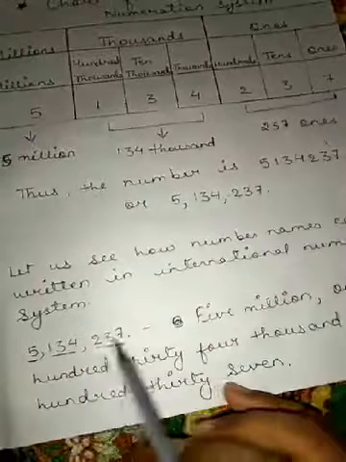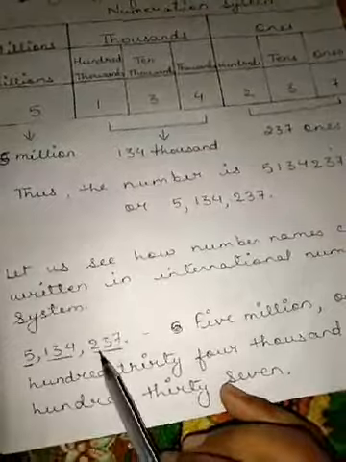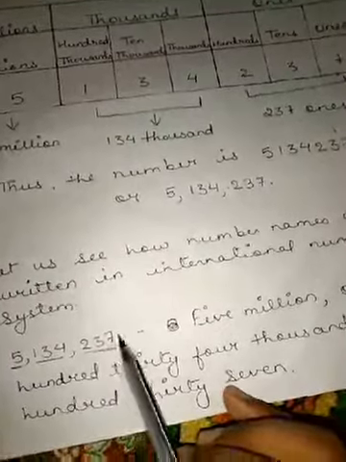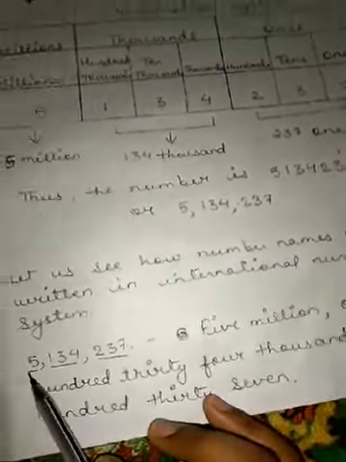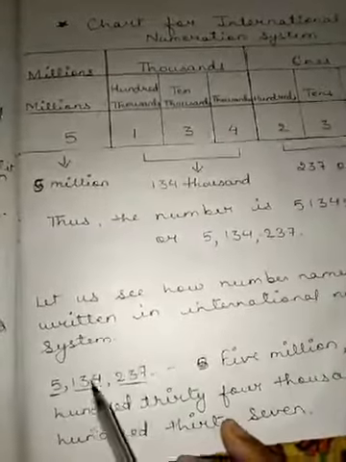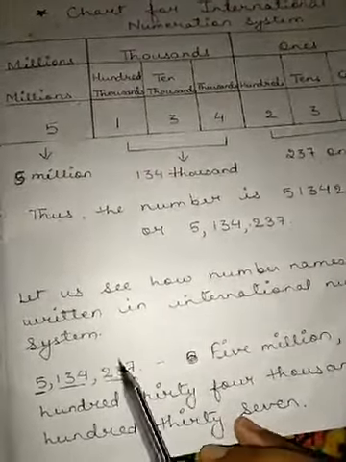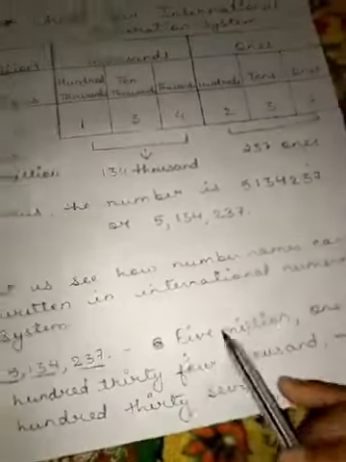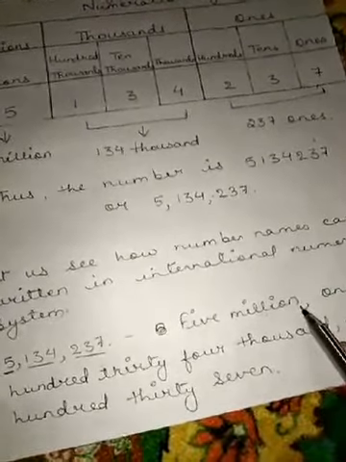Now see what I have done here. I have underlined. Why? Because these are the divisions. After 237, then a comma is here, 134, then a comma is here, and then 5. Because 5 is million, 134 is the period of thousand, and 237 is from the period of ones. So what is 5? 5 is million. So we will write here 5 million. We will not put an S here.